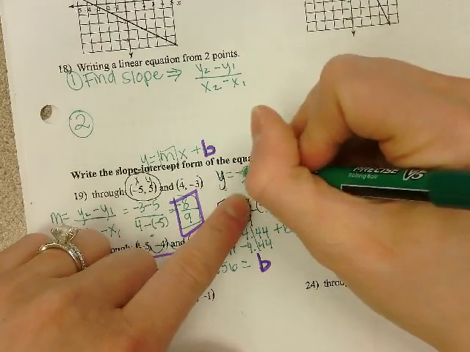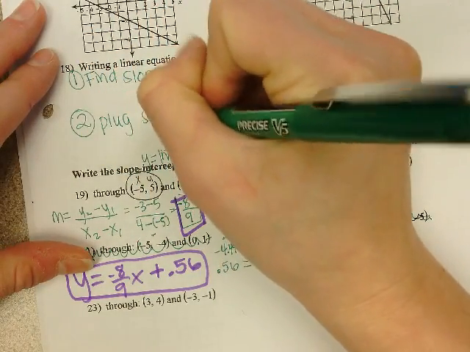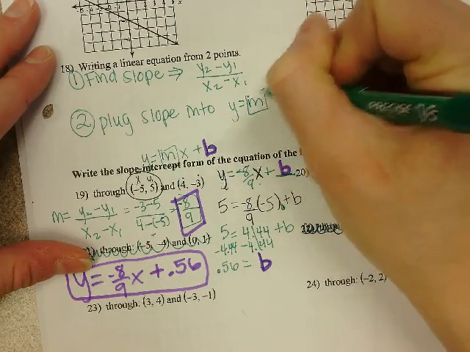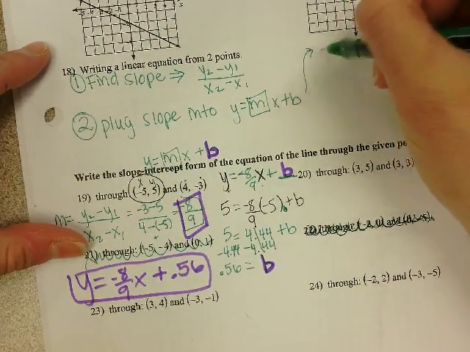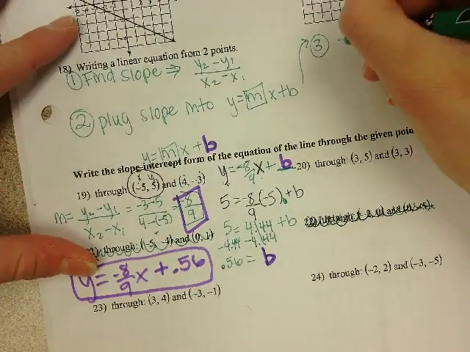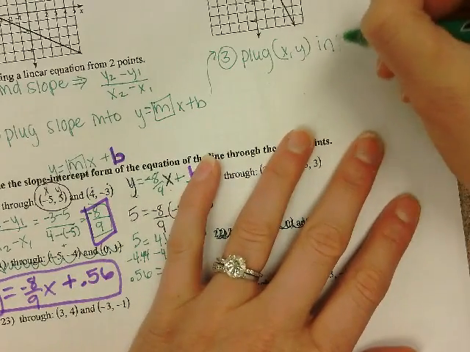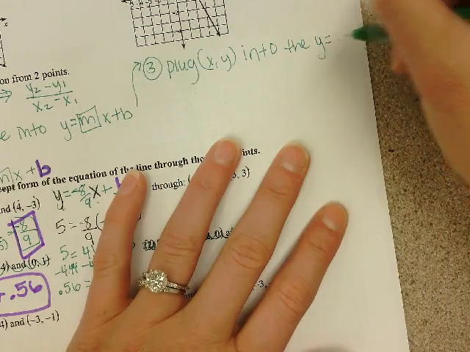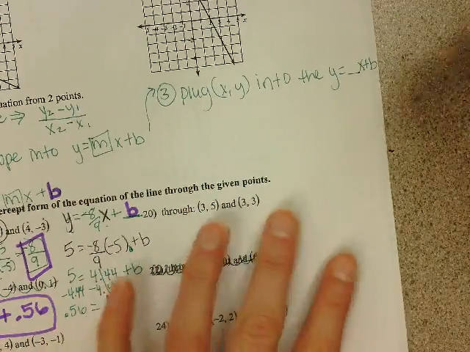So first, plug the slope into y equals mx plus b. And then after that, we plug x and y into the equation. You have a slope now, right? Okay. You already have this.